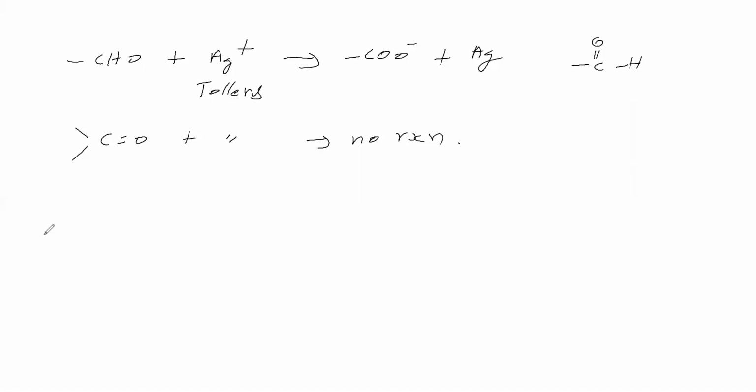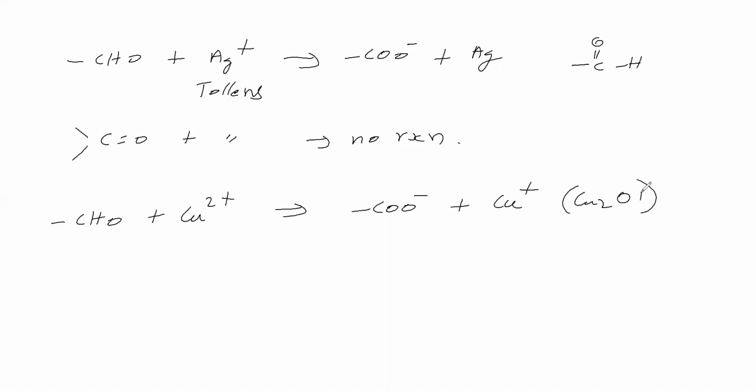Next, we'll take an aldehyde and a Fehling solution. Fehling solution means Cu2 plus. The aldehyde converts to a carboxylate anion, and the Fehling solution converts to Cu plus, so you will get a precipitate. Cu2O is the precipitate. This is how the Fehling test is done. Aldehyde gives Fehling's test; ketone does not. Next we will see bisulfite addition.